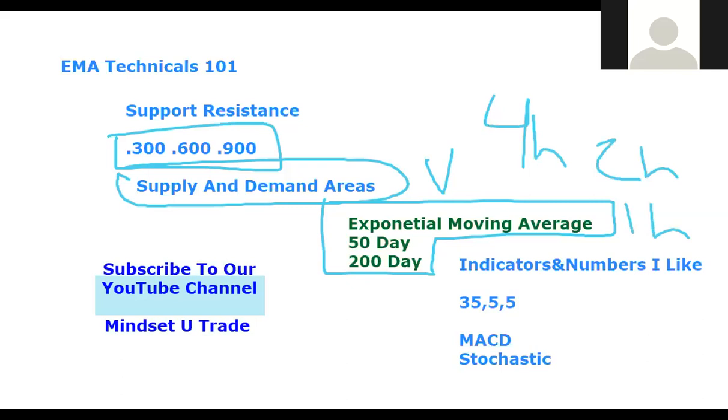Indicators I like to use are the stochastic and the MACD. I use the RSI on my phone. I'll do another video for the RSI. But for now, I'm going to do the video for what we have here on the screen.